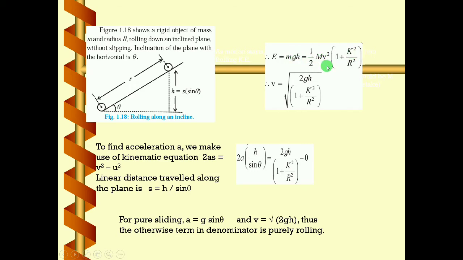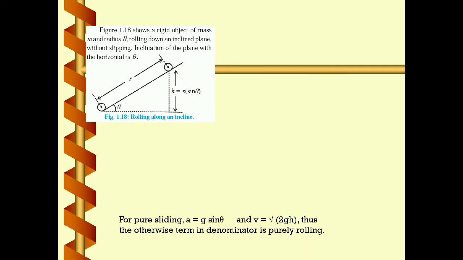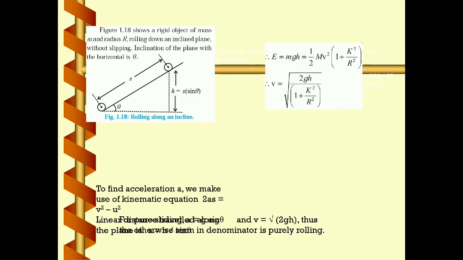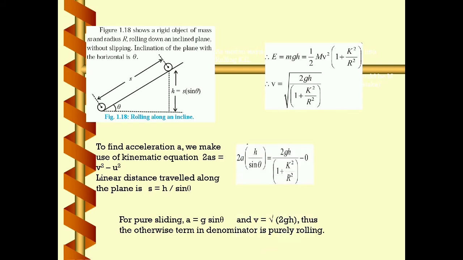Increase in kinetic energy for rolling motion, we are writing the expression in terms of linear velocity. As we already derived this expression, we are putting it directly here now. So mgh equal to half mv square in bracket 1 plus k square upon r square. Okay, so we are equating these two.